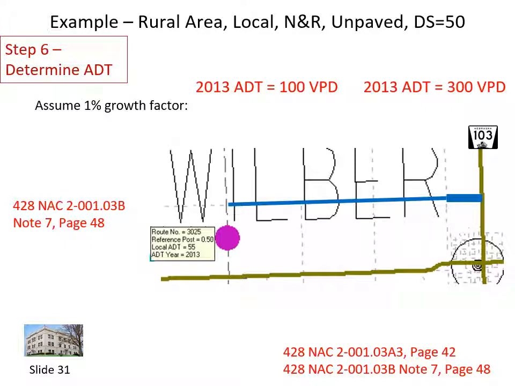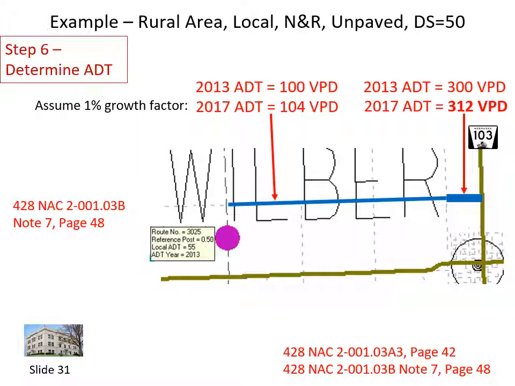That calculation would result in traffic volumes of 312 vehicles per day for the half mile just north of Wilbur and 104 vehicles per day for the road west of there. These are the traffic volumes we will use for the purposes of design standards. For this example, let's make it simple and assume 312 vehicles per day for the entire project.